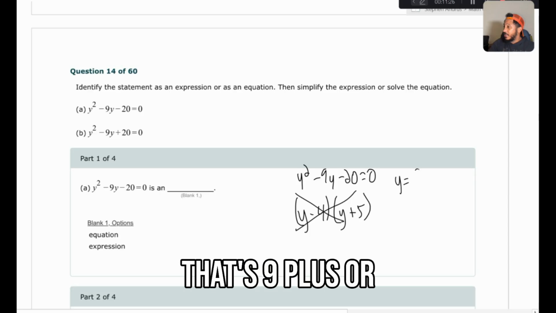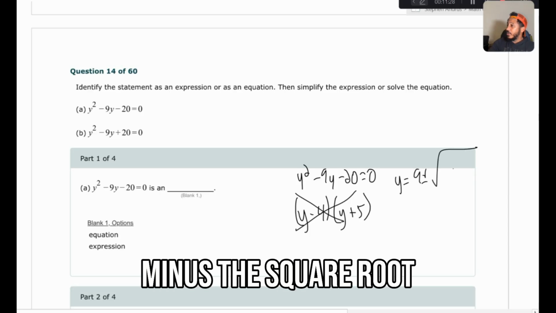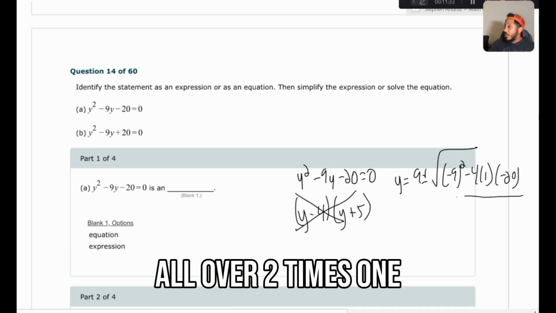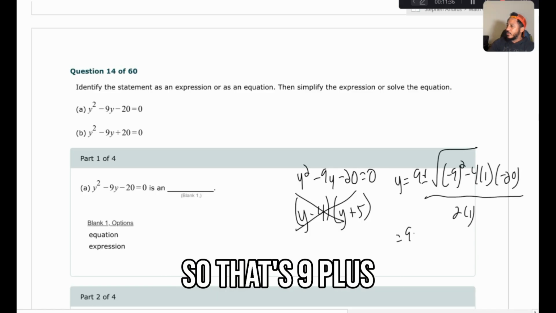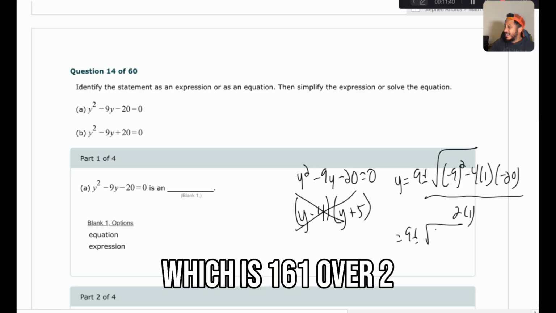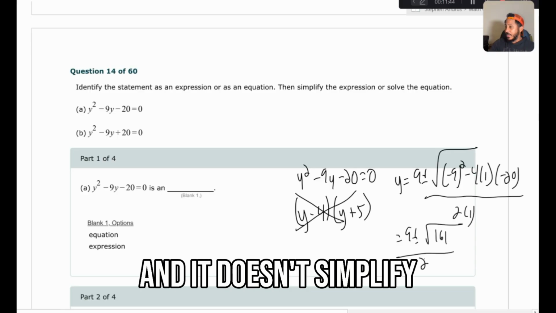So that's 9 plus or minus the square root of negative 9 squared minus 4 times 1 times negative 20, all over 2 times 1. That's 9 plus or minus root 81 plus 80, which is 161, over 2. And it doesn't simplify any further than that.